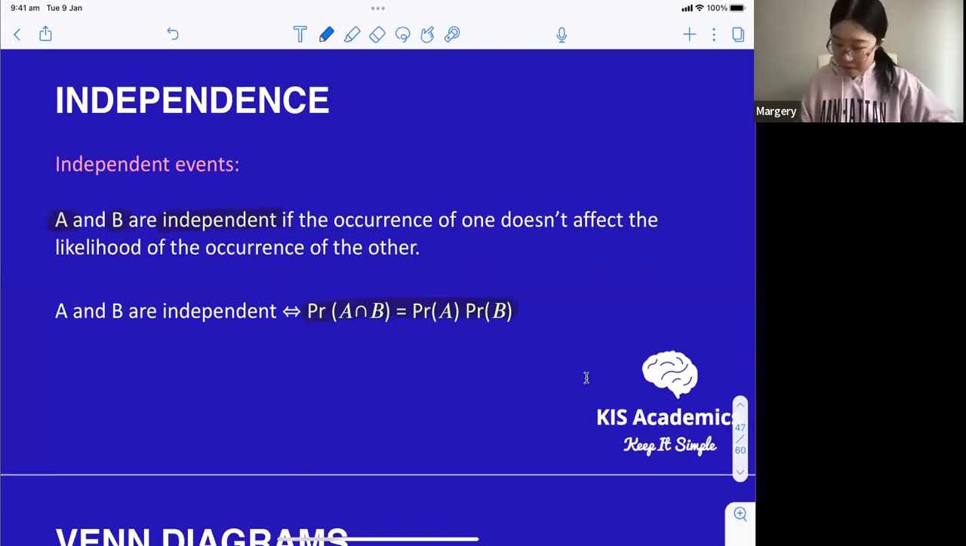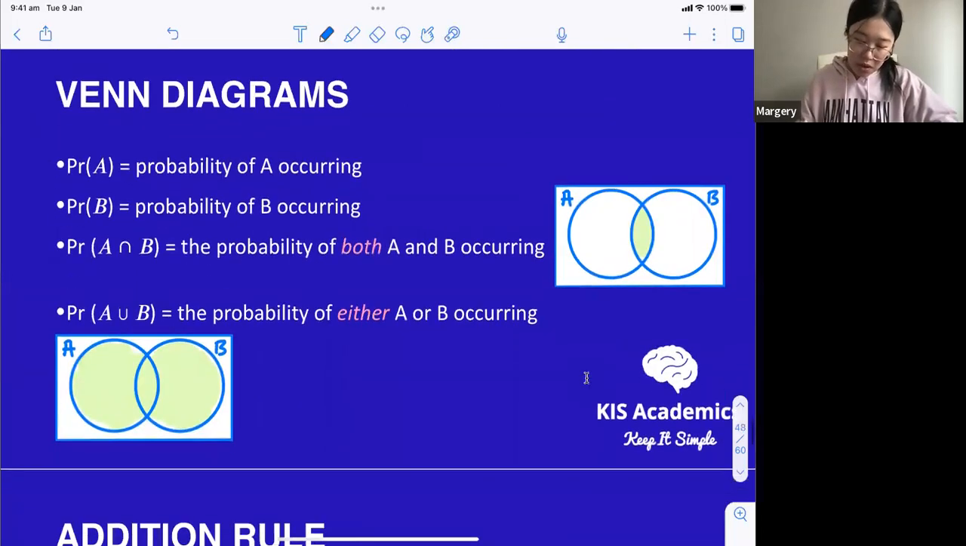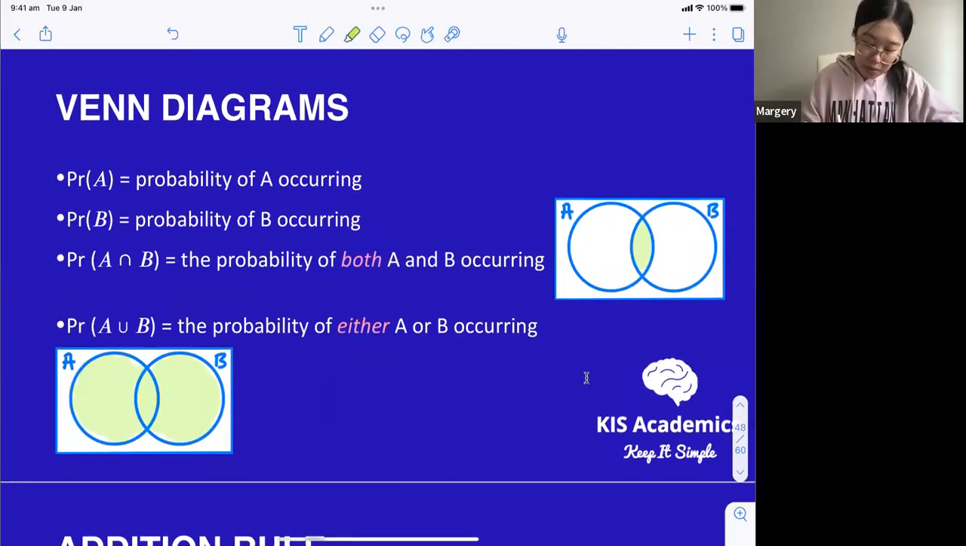We'll now have a look at a bit of Venn diagrams. When we say probability of A, we refer to the probability of event A occurring, and probability of B is the probability of B occurring. If we have probability of A and B, this is the probability that both A and B occur, so this intersection region between A and B, the overlap there. If we have probability of A union B, this is the probability that either B or A occurs, so it can be either A or it can be B. So this region over here in the Venn diagram.